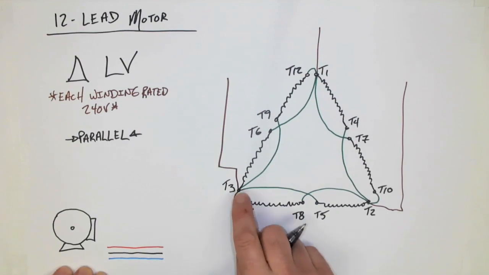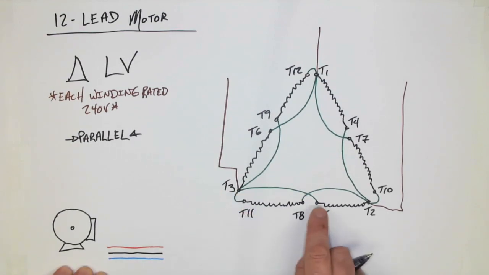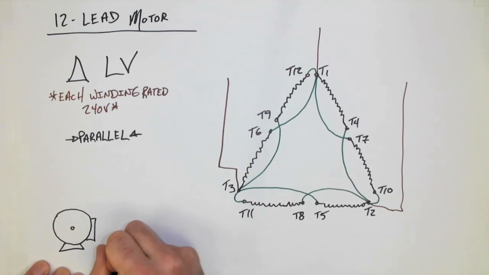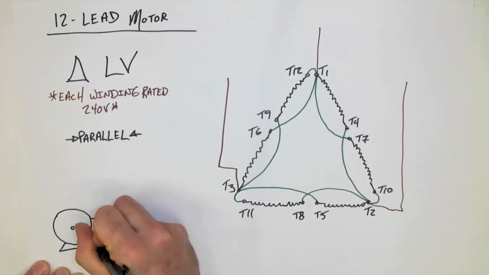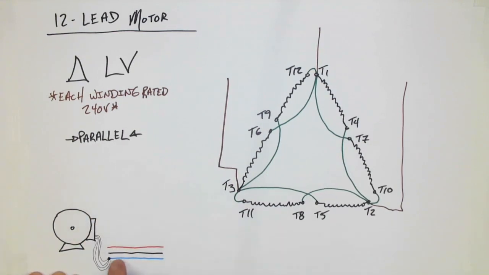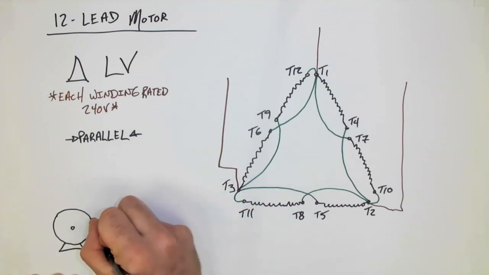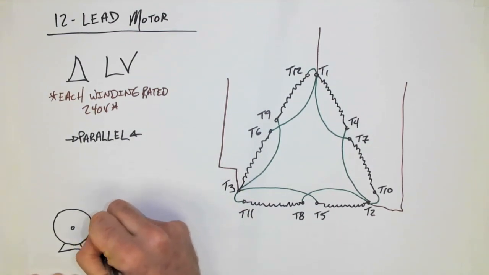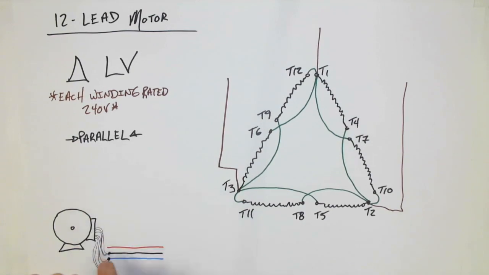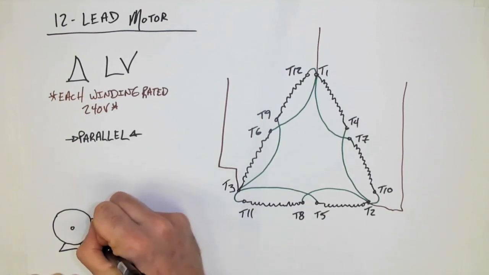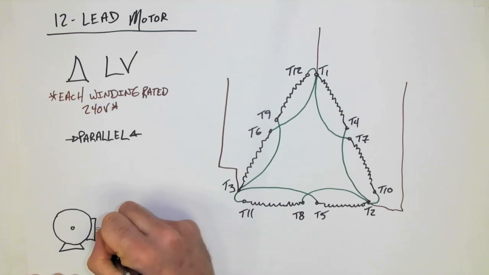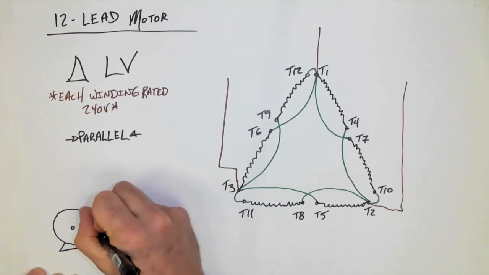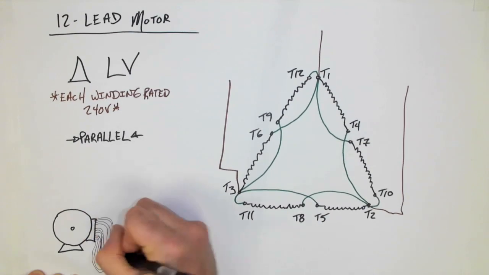So T3, T11, T5, T9 are all connected together. That's 1, 2, 3, 4, plus the line conductor is 5. 1, 2, 3, 4, 5.